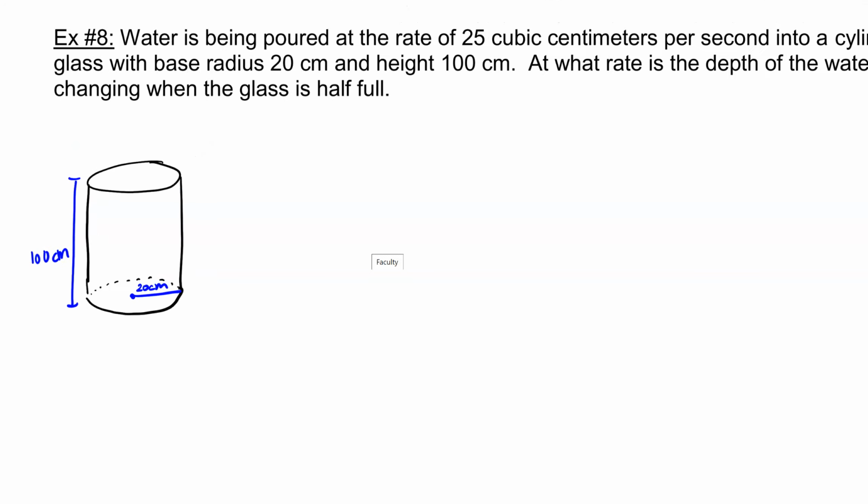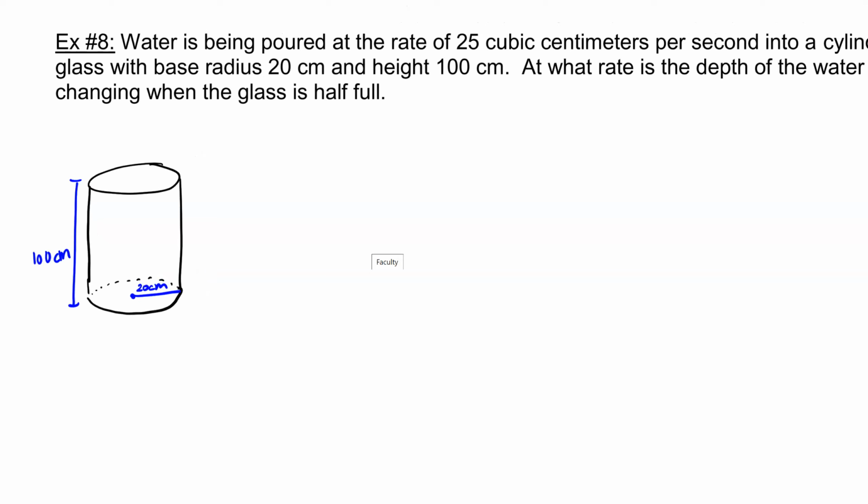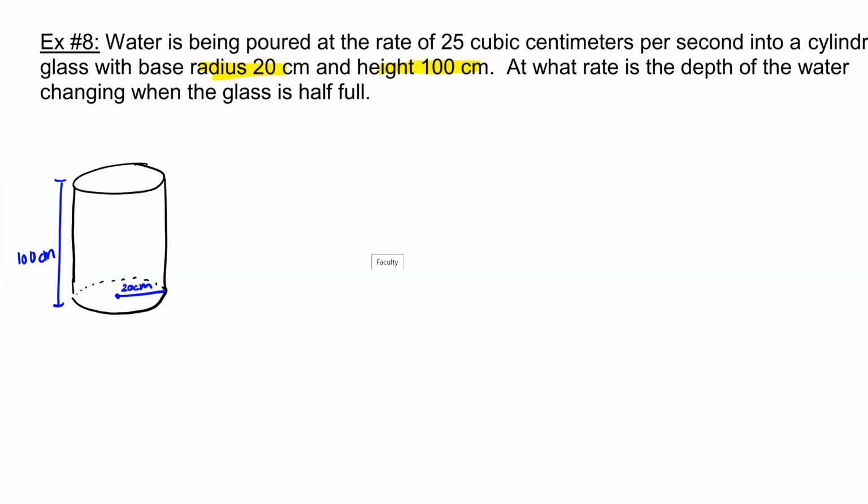Other things we want to look for. Okay, let's make sure we have all of our important things noted. Radius, good. Height, good. It's a cylinder, right? We know it's not going to be changing. That glass is constant, but the amount of water in there is changing. Speaking of the amount of water, our change is 25 cubic centimeters per second.